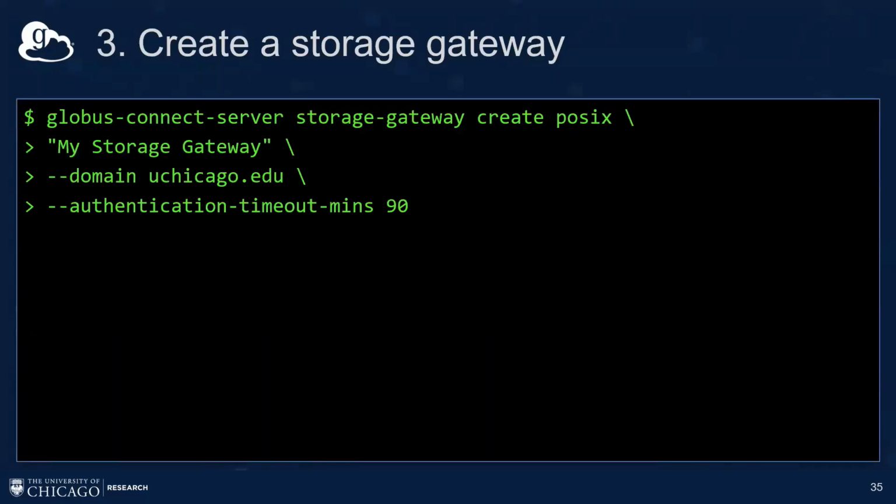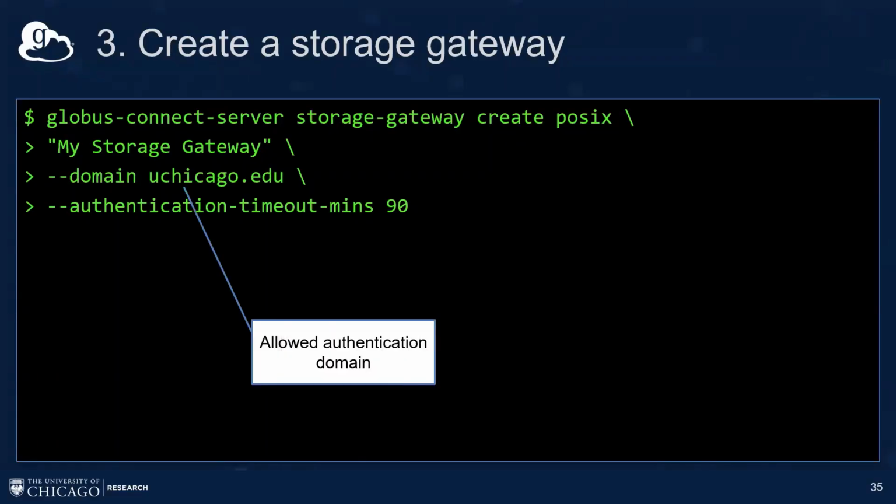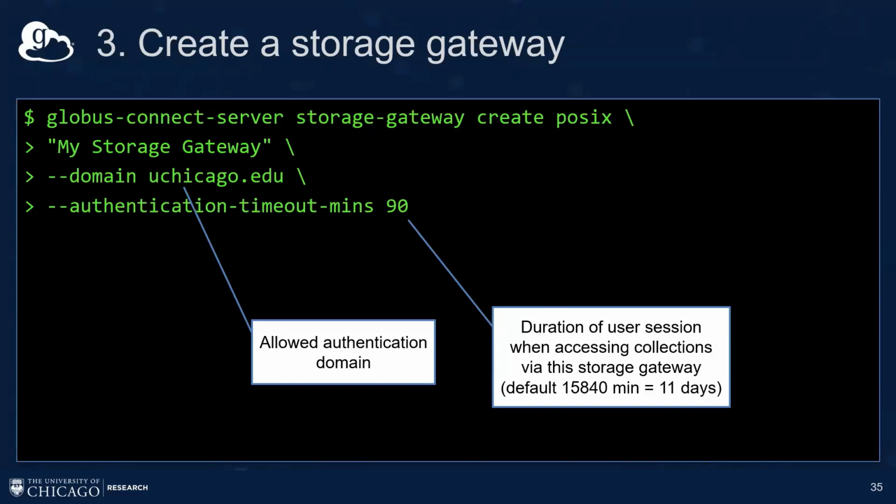So that's the command: storage gateway create POSIX, give it a name, give one or more identity domains, give the timeout. The default is 11 days, but you can certainly change it. And that's it. Again, that spits out another UUID. Everything in Globus land is a UUID. Your endpoint is a UUID, your storage gateway has a UUID, all collections have UUIDs. Even users are UUIDs.